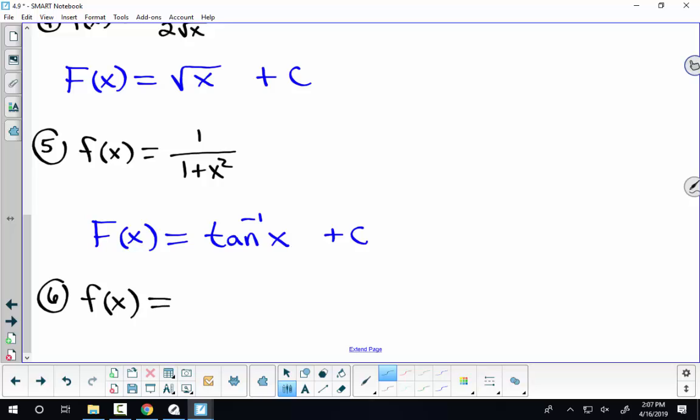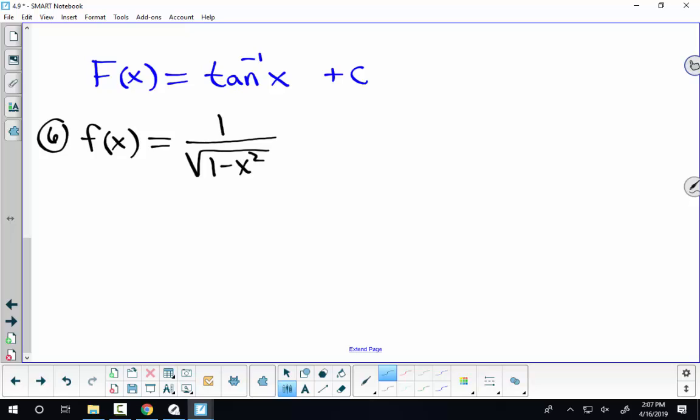Okay, so find the antiderivative of 1 over the square root of 1 minus x squared. Close. Nope. It's inverse sine of x, not sine of x. Two totally different functions. Inverse sine of x.